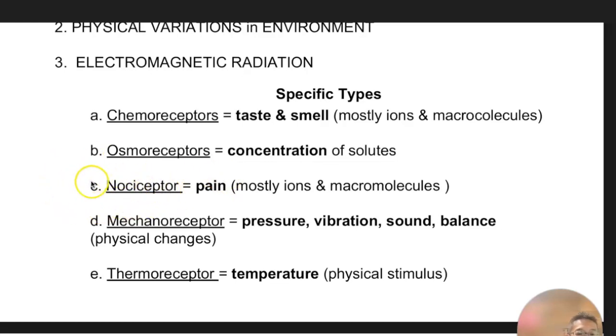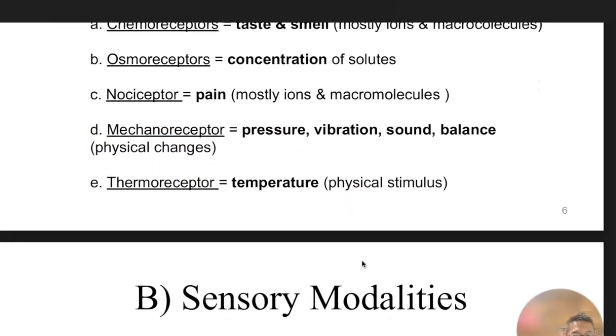Nociceptor, every time you hear noci, it is pain. It's just a receptor for pain. Mechanoreceptor, pressure, vibration, sound, balance. And thermoreceptor is your temperature receptor.